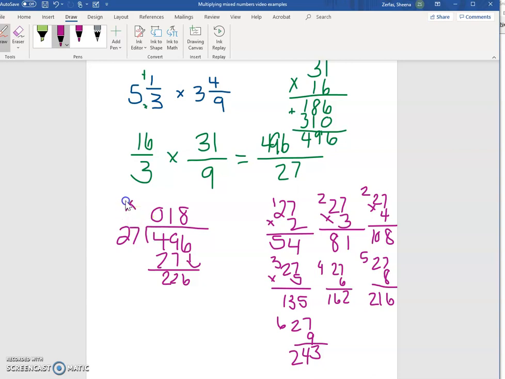I've already done my multiplication step out, so 27 times 8 is 216, with 10 being my remainder, because there's nothing left to bring down. So all of that work gets me to my final answer of 18 as the whole number, and then 10, my denominator comes from what I divided by, so 10 27ths.